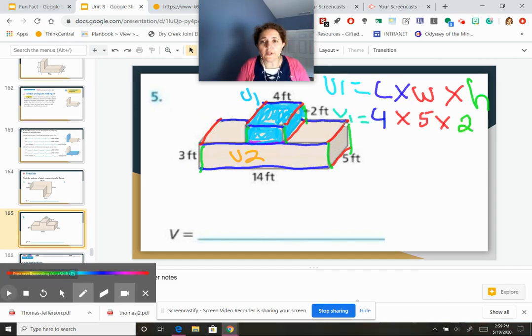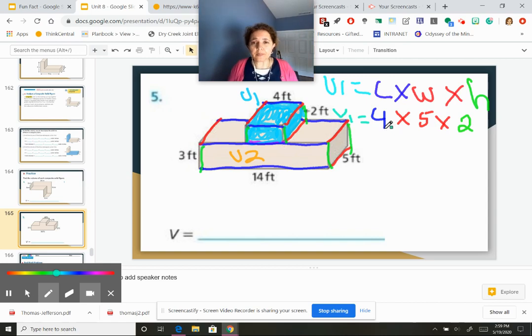All right, so if you found a length of 4 for your first volume, you'd be correct, because this whole bottom one is 14, but you can see this is parallel to that, which is parallel to that, which is the 4. So 4 is our length. Our width is 5, because it's parallel to that, parallel to that, which is 5. And my height right there tells me it's 2.